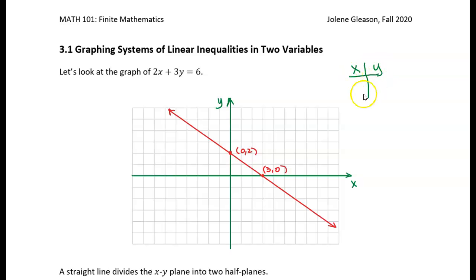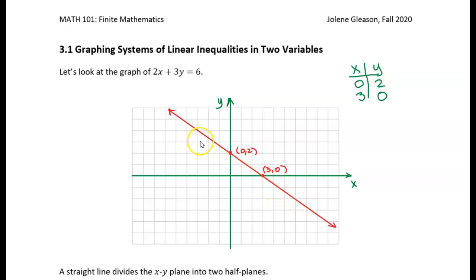I can make a little table. When x is 0, the 2x becomes 0, and we get 3y equals 6, so y has to be equal to 2. So now I know that the point 0, 2 is on my line. And when y is 0, this whole term is 0, and all I have is 2x equals 6, which means that x is equal to 3. So the point 3, 0 is also on my line. Since I know it's the equation for a line, I can just connect those 2 points with a line.